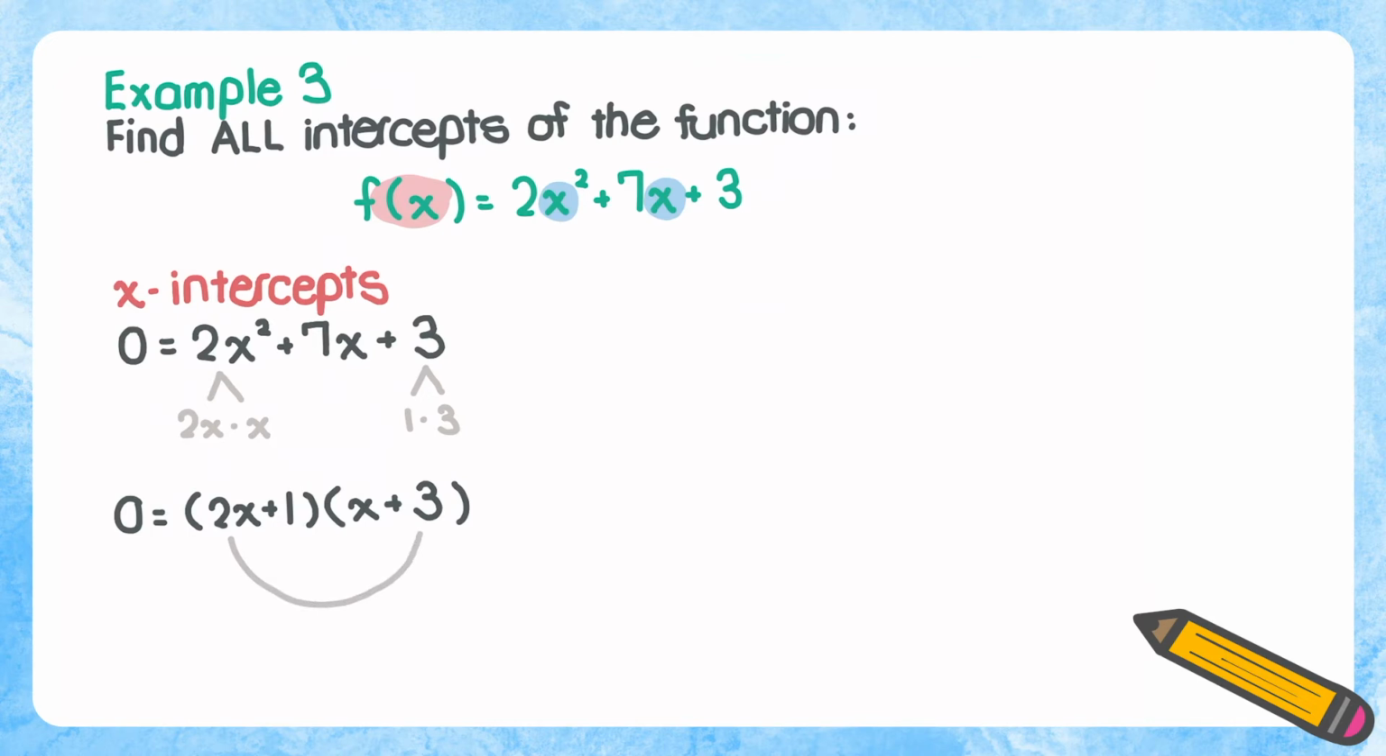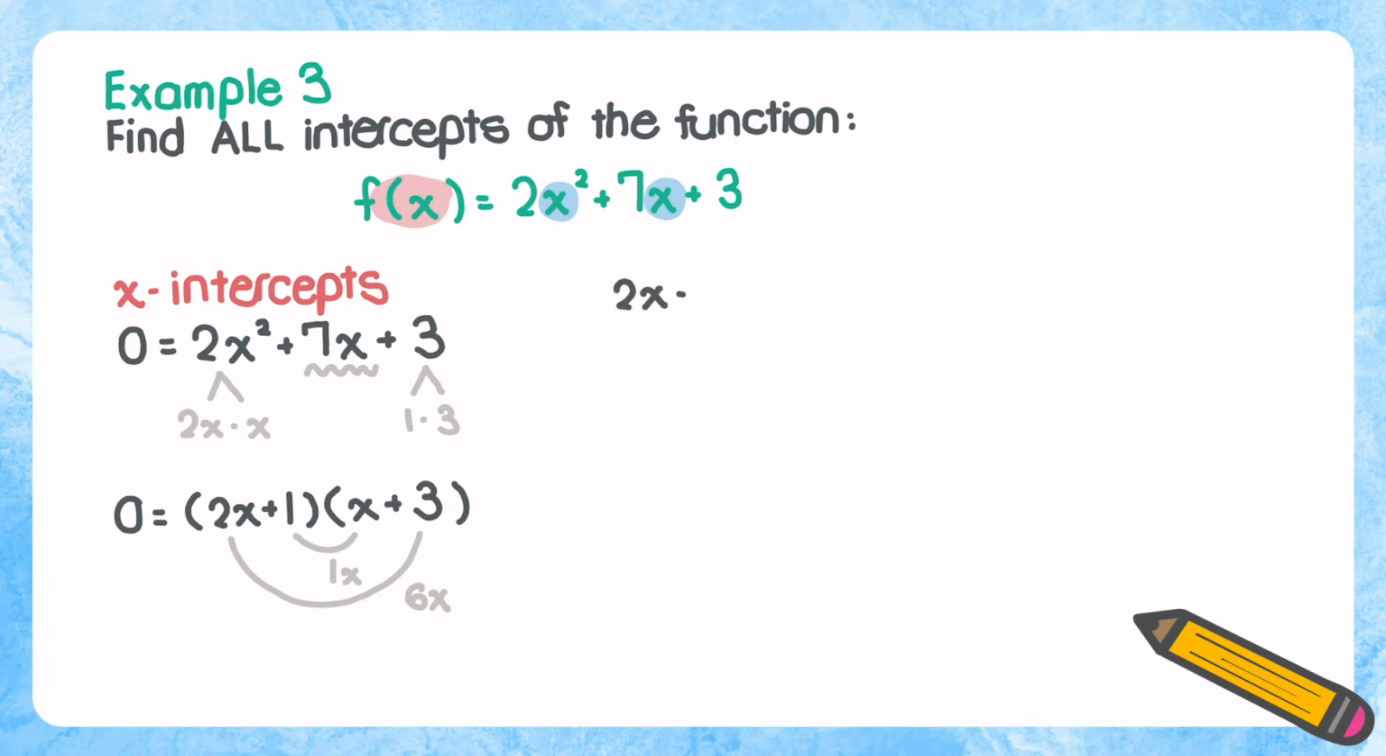We multiply the outside terms together to get 6x, and the inside terms together to get 1x. 6x plus 1x is 7x, which is this middle term we're looking for, the 7x, so we factored correctly. Now let's use the zero product property to solve for x.